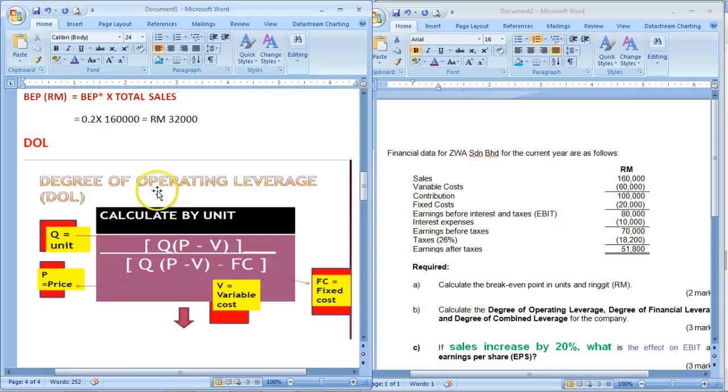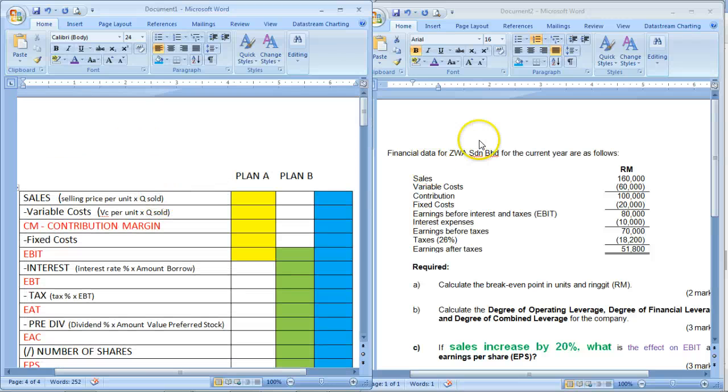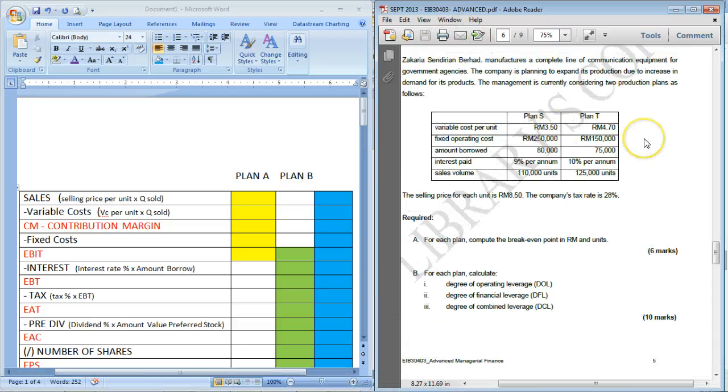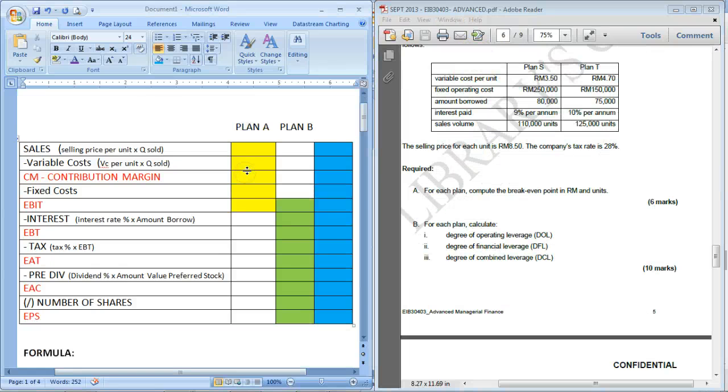For this video 2, I will continue to video 3, where I will answer a final exam question. You see, they give you only the information that you need to extract and construct your own income statement, as you see on my left side, and you need to compare and choose which plan to use based on DOL, DFL, DCL. As I told you, DOL, DCL, and DFL measure business risk and financial risk as well.